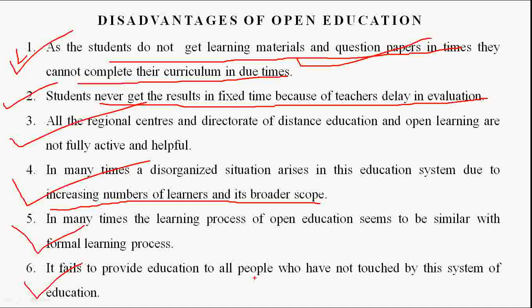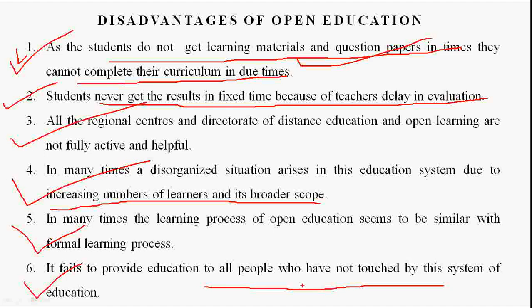So the last one is that open education fails to provide education to all people who have not been touched by this system of education. It is another disadvantage, because this education fails to provide education to all the areas and all the people. Okay, this is the last disadvantage.